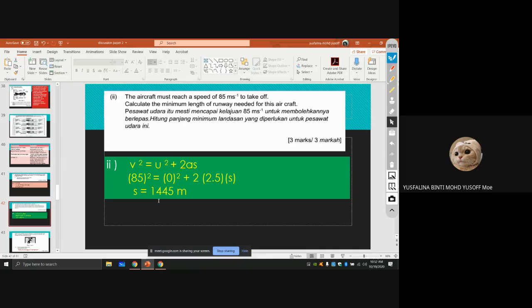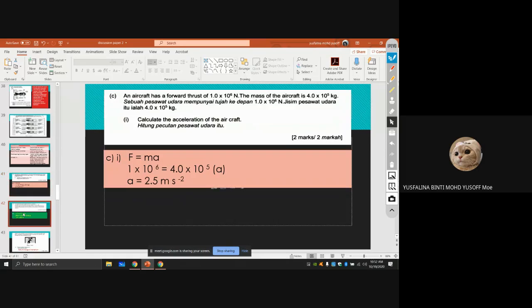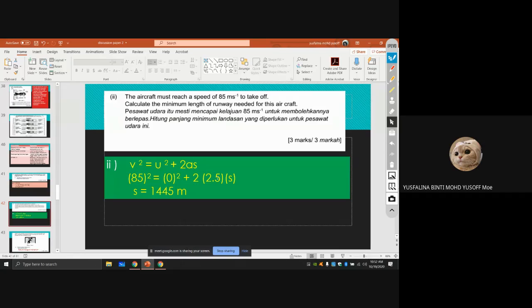For this one, you use the equation of motion: v squared equals u squared plus 2as. The v is the final speed before it takes off, so 85. We assume it's stationary before it moves, so u is 0. Then 2as. The a is already found from the first question, 2.5. So you put a as 2.5, and s is the length you need to find. Then you use your calculator, so you get s is 1445 meters.